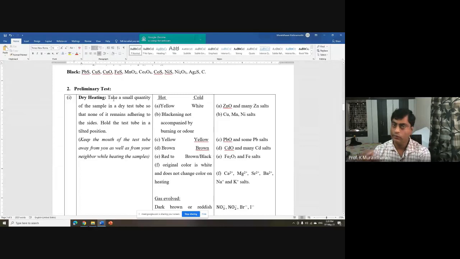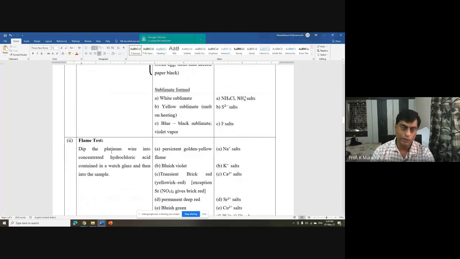This is the instruction given to you by us, but when you are writing, you should not give the instruction back to us, right? So what you have to write is, I have taken a small quantity of sample, or a small quantity of sample was taken in a dry test tube and it was heated. In the observation you will write, white color changed to yellow color on heating. This is the observation. Then here you'll be writing that it may be the presence of zinc salt.